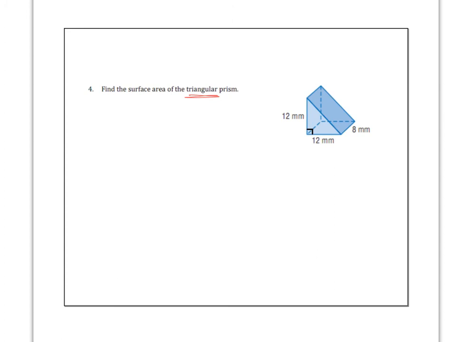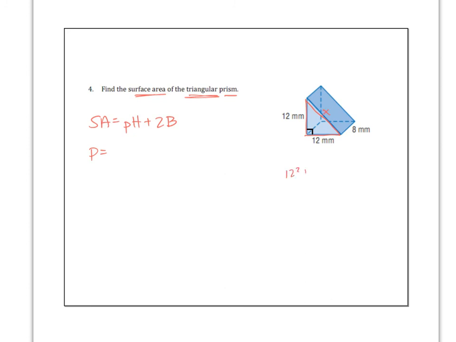All right, formula. We have surface area, we have prism. So surface area for a prism is PH plus 2B. Let's go through the letters, starting with P. We need the perimeter of the base. The base is not 12 by 8. The base is this triangle. We have to find the third side before we can do the perimeter.